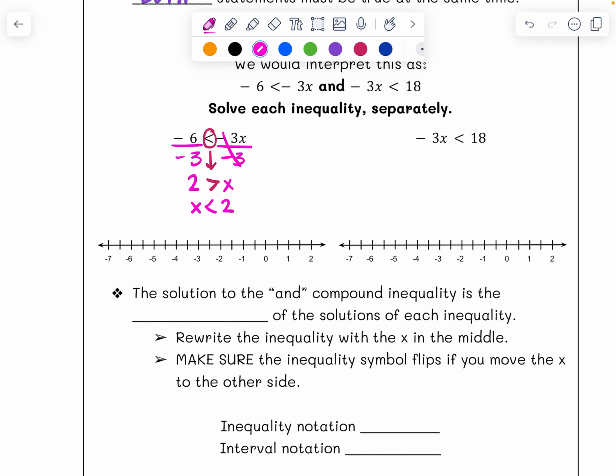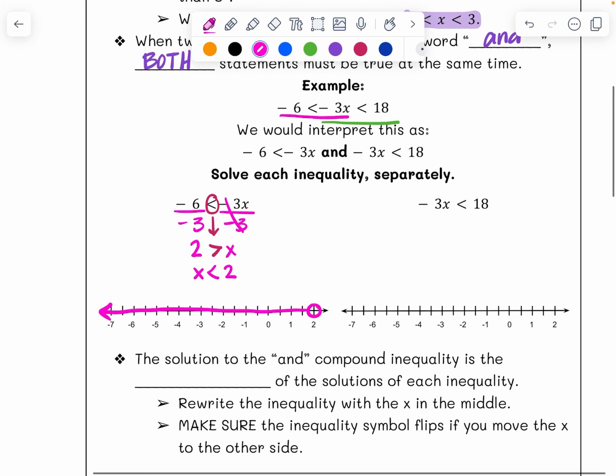So now I will graph this. x is less than 2 has an open circle with an arrow pointing left.